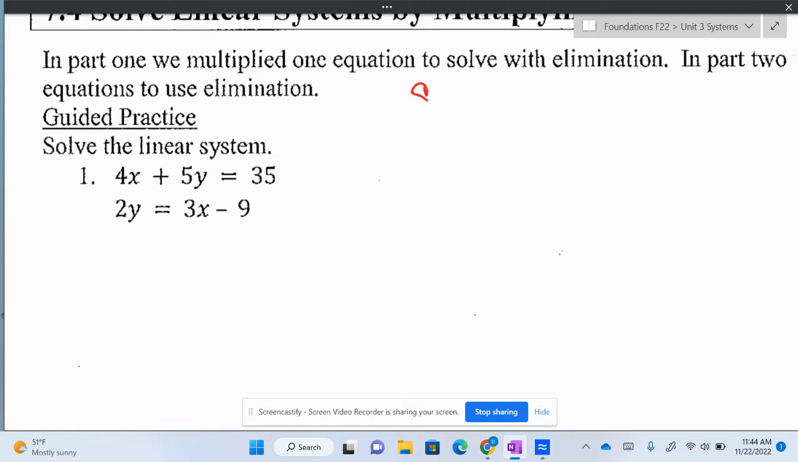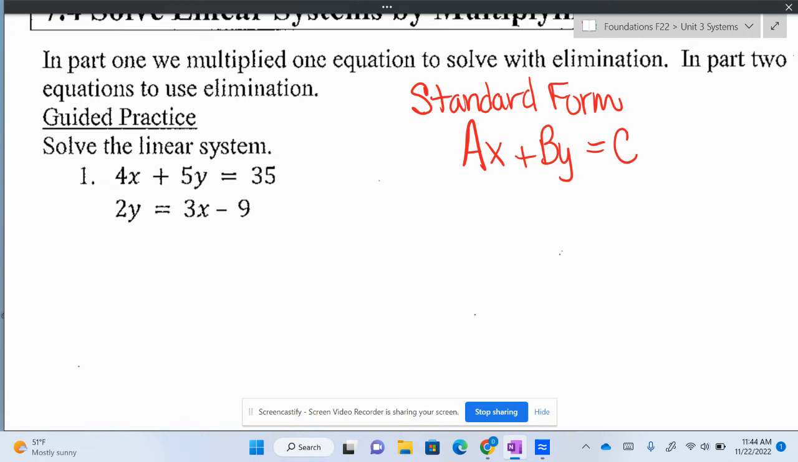Remember, we learned this form. It's called standard form. And I said that word yesterday. Standard form, and it's written like this: AX plus BY equals C. So we really always want something X plus or minus something Y equals a constant, like the first equation is written. So look at the second equation, and how could I change this to put it in standard form?